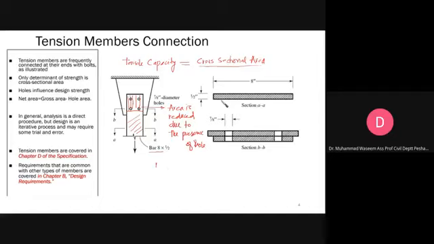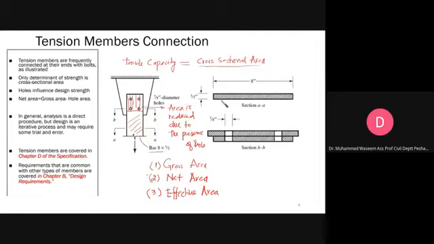Whenever we talk about tension members, there are different types of areas we will be referring to. What are those areas? The first area we will use in the analysis or design of tension member is called gross area. Gross area means the full cross-sectional area of the member. The second type of area which we are going to discuss is the net area. And the third area, when we have a phenomenon called shear lag, we will use a different area we call effective area.